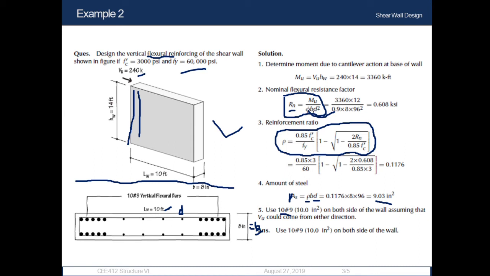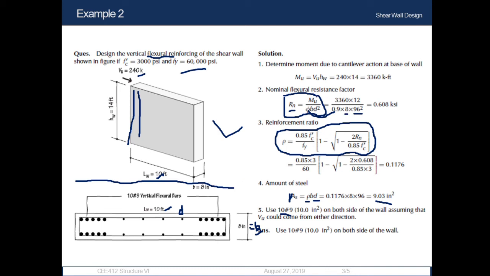Firstly, we know that D is 80% of the total depth or total length. The length is given as 10 feet, so 80% will be 8 feet. 8 feet means 8 into 12, which is 96 inch. So we are plugging in 96 inch, and for B, which is the thickness, it's given as 8 inch. So we are plugging in the value of B.